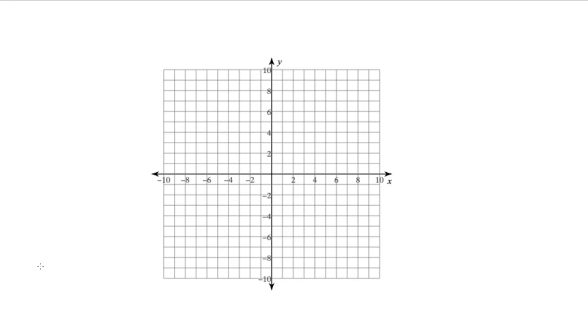All right, so today we're going to continue learning about systems of equations. And previously, we learned how to solve systems of equations by graphing. So if I had two equations, I'll write the first one right here, y equals 2x plus 4.